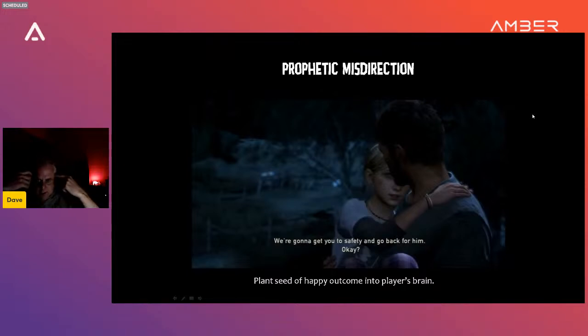We can plant, so once we're on this rising action, what we can do is plant a happy seed so that when the bad thing happens, you've got this bigger gap, greater contrast. Yeah, really powerful. So you see these little, I call them moments of prophetic misdirection. You'll see them all the time now.